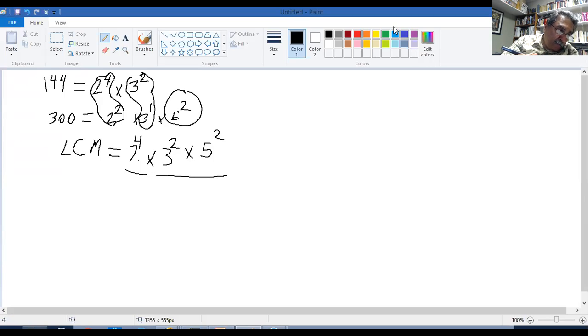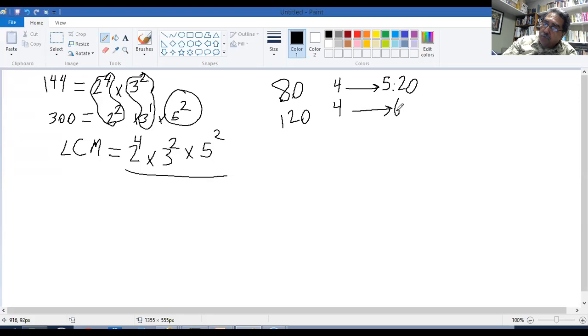Okay, the shorter movie lasts 80 minutes. It begins at 4, so it starts at 4 o'clock, and it will end at 5:20. The other one takes 120 minutes, so if it starts at 4, it will go till 6 p.m.